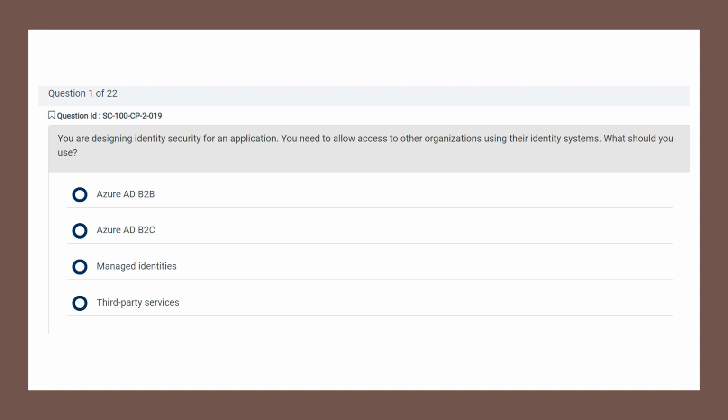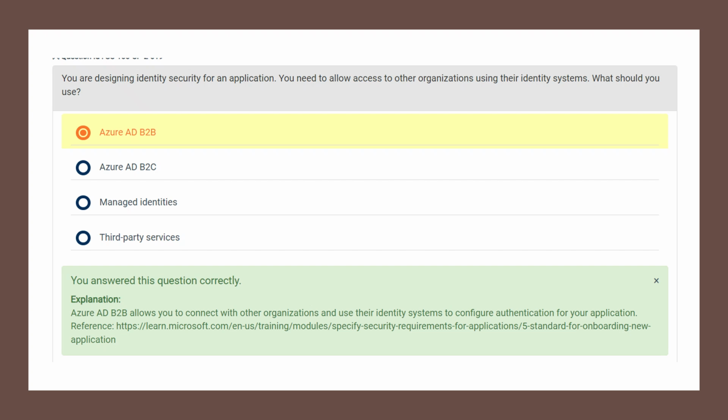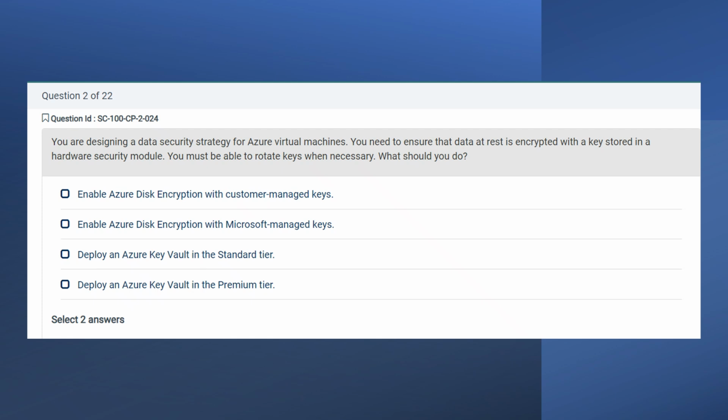Question 1. You are designing identity security for an application. You need to allow access to other organizations using their identity systems. What should you use? Azure AD B2B allows you to connect with other organizations and use their identity systems to configure authentication for your application.